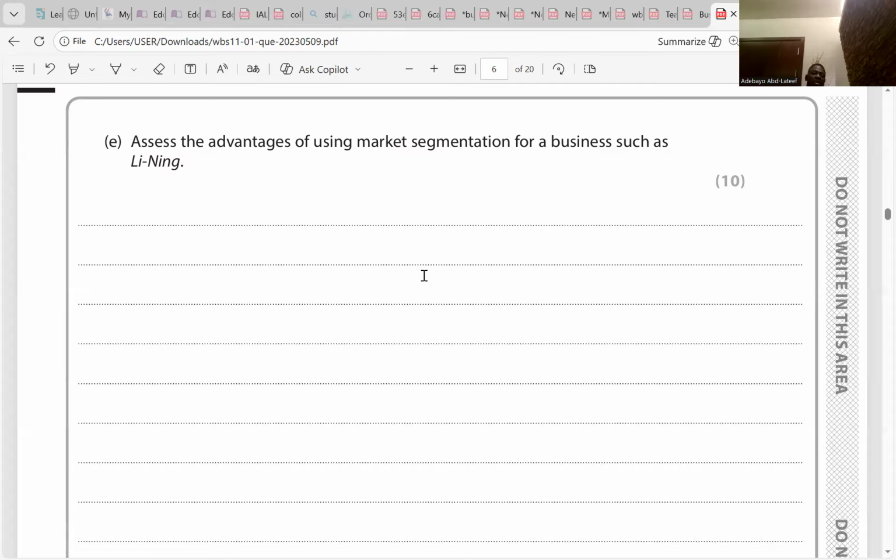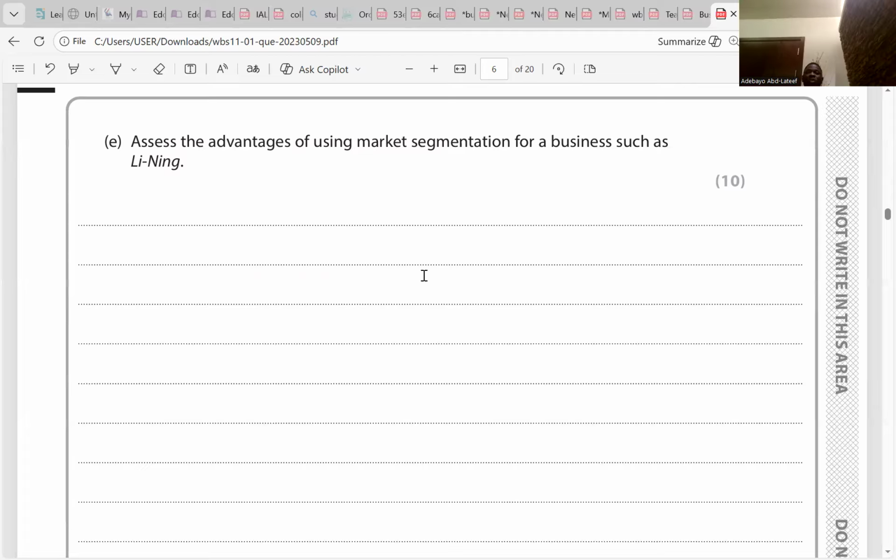The second one is this: when you segment your market, the market segment is mostly a smaller group of customers. So when you are selling to a small group of customers, it doesn't allow you to exploit economies of scale. If you are unable to exploit economies of scale, it means your average cost of production is not likely to fall. If your average cost of production is not likely to fall, and you are unable to sell at a premium price, you'll be incurring more cost, and that might reduce your profitability.